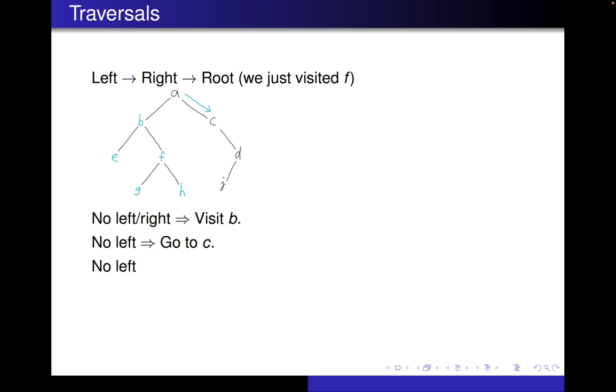At C, we check on the left. We can't go there, but we can go to the right. At D, we can go to the left. We go down to J, and only then do we visit J. And then we keep on continuing. The ones we've already done so far are E, G, H, F, B, and J. The next one we're going to do is D, then C, and only at the very end do we visit our original root A.